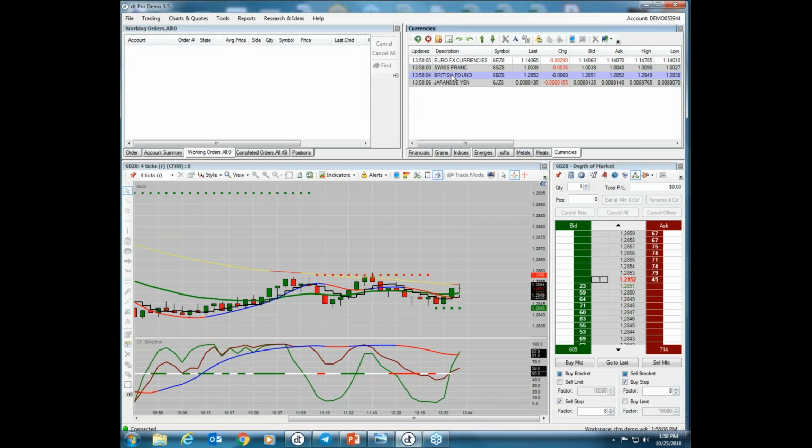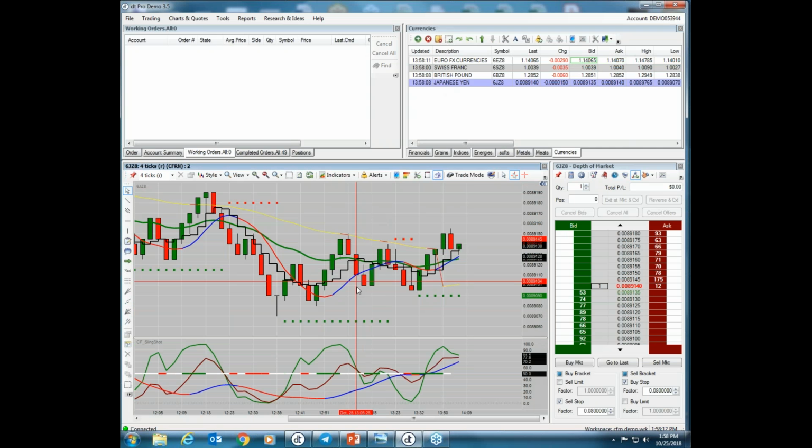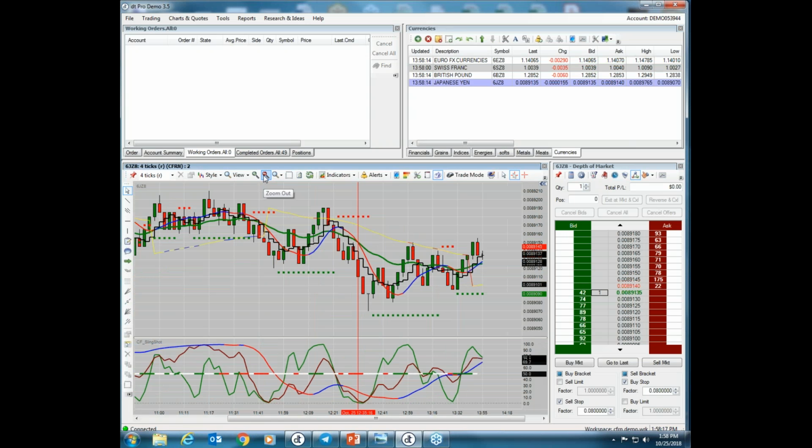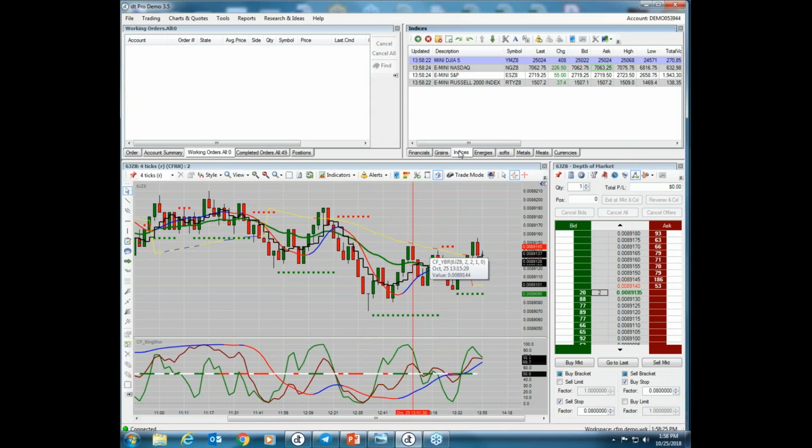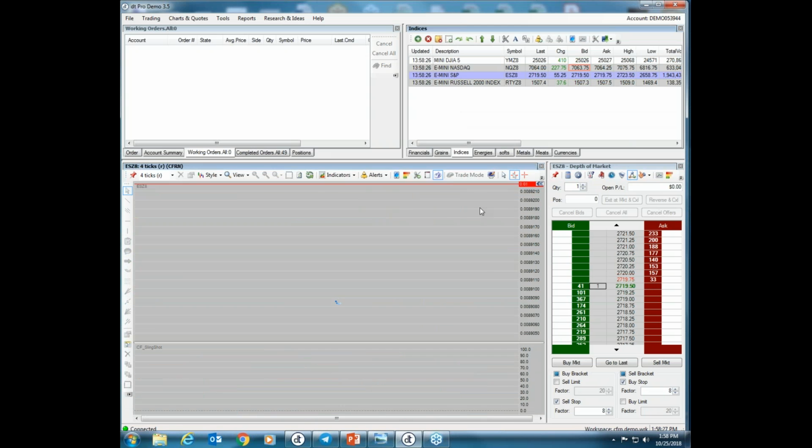I'm going to try a different market. Oh, that's even worse. British pound. The yen, this is sideways. See the sideways action here? Zoom out. Sideways here, support. I know we poked our head underneath it, but we're still sideways here. All right, so let's try to go back to the S&P.